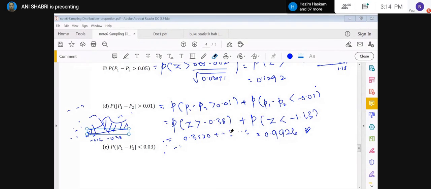This one is 0 plus 0. And no need one minus, just plus this one. Find 352 plus 0.1292.